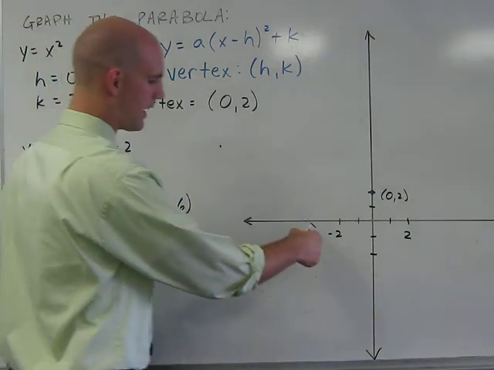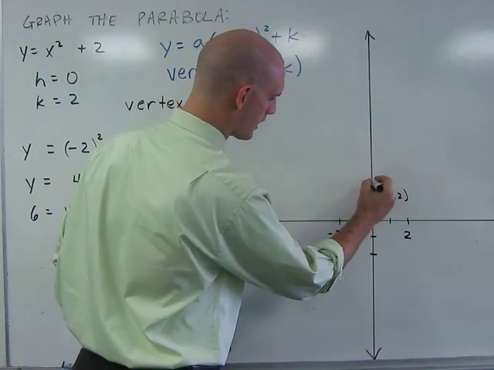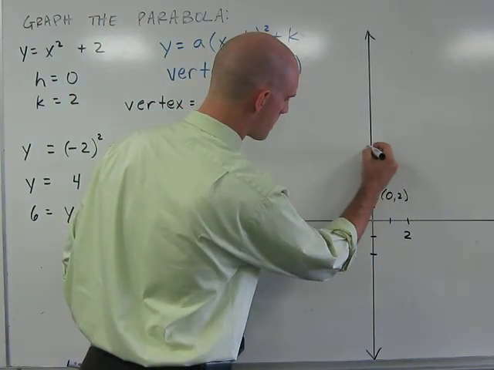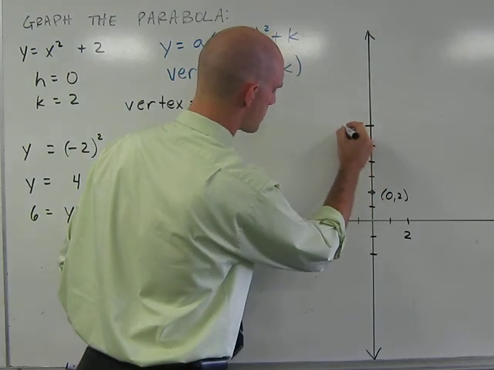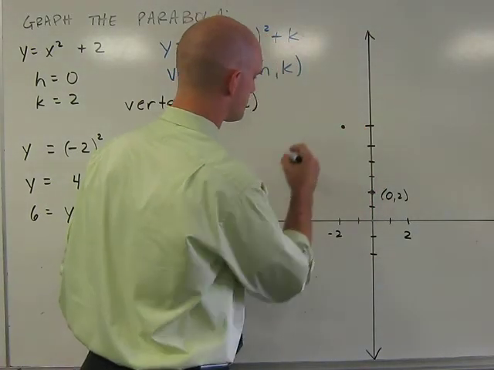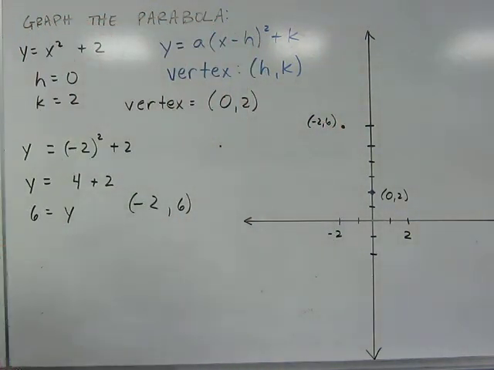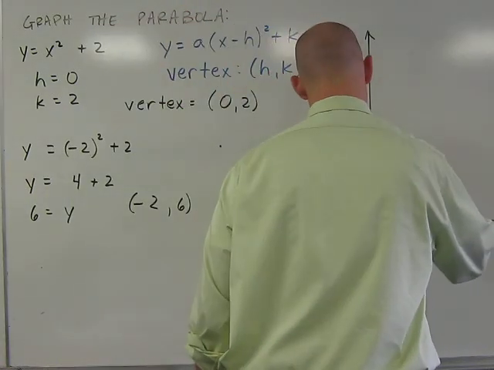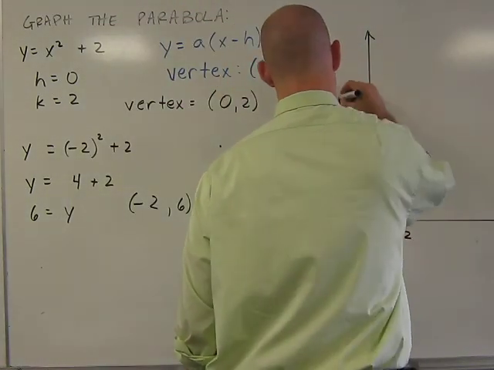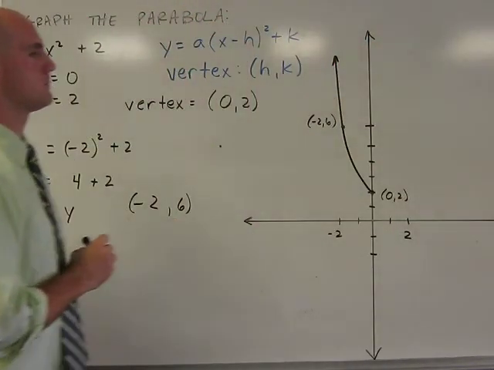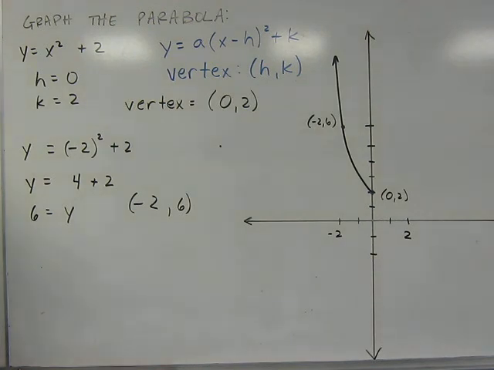So I go over to our graph, I go to (-2, 6). And I have half of my parabola that I'm able to draw. The other half is going to be similar.